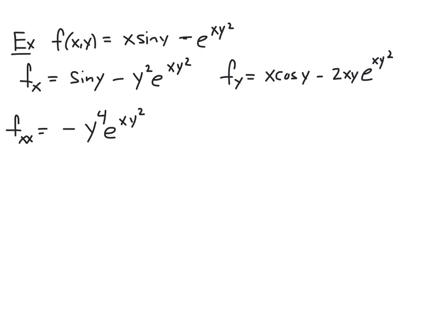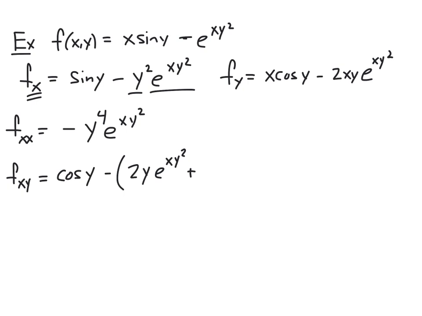Now let's look at fxy. This means we're going to differentiate f sub x with respect to y. The derivative of sine y is cosine y. Then we're going to subtract the derivative of the second term. Notice the second term has two functions involving y multiplied together, so we're going to have to use the product rule here, with y squared and e to the xy squared. When we differentiate y squared, we get 2y multiplied by the other function, e to the xy squared.